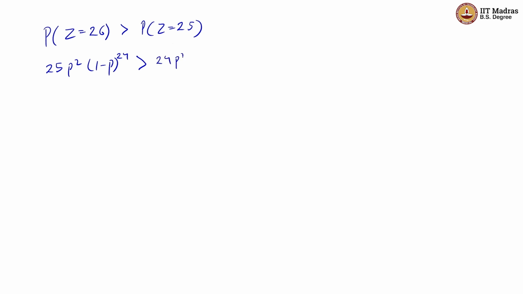So now it is given that probability that z is equal to 26 is greater than probability that z is equal to 25. So now let us use the formula we just derived. So the probability that z is equal to 26, here n is 26, so this will be n minus 1, that is 25 p square into 1 minus p raised to the power n minus 2, that is here it will be 24. So this is greater than the probability that z is equal to 25, and that will be 24 p square into 1 minus p raised to the power 23.